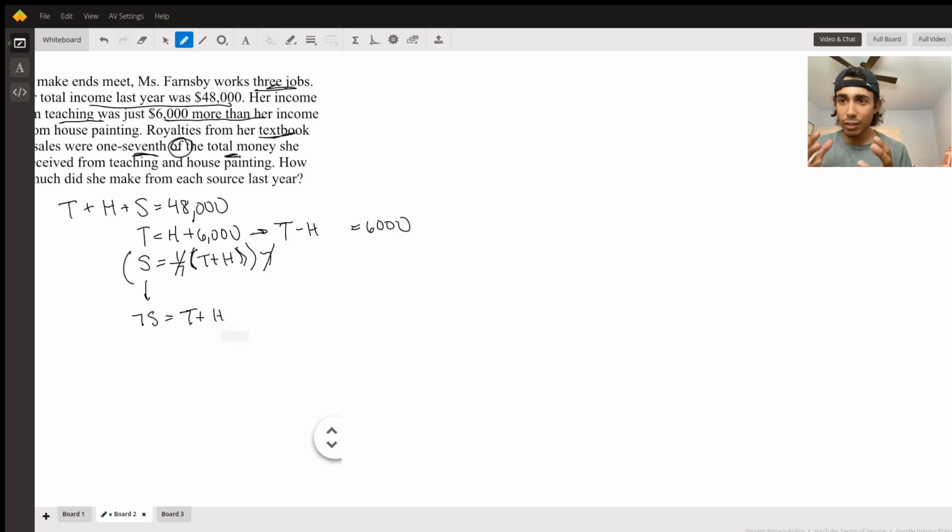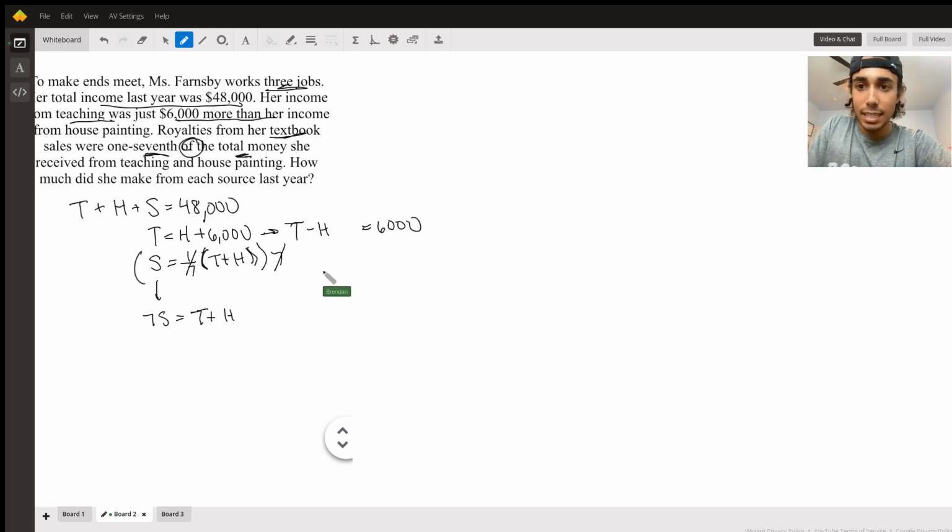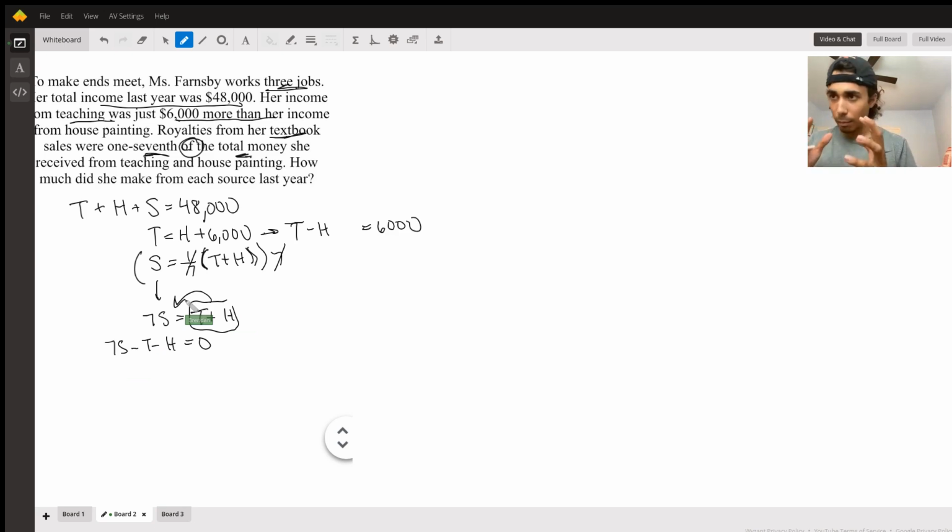And again, you always want everything on the same side of the equation. So I am going to subtract t and h on both sides, giving 7s minus t minus h equals 0. Starting from here, we multiplied by 7 because we wanted to cancel out that 1/7, and then we subtracted t plus h on both sides. That way all my variables are on one side, and we are left with a number, in this case 0, on the other side.